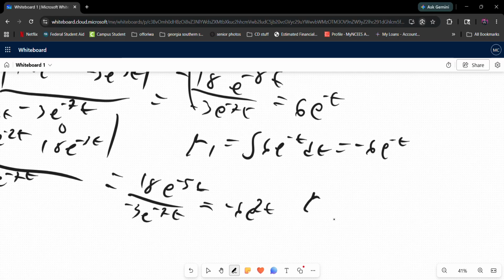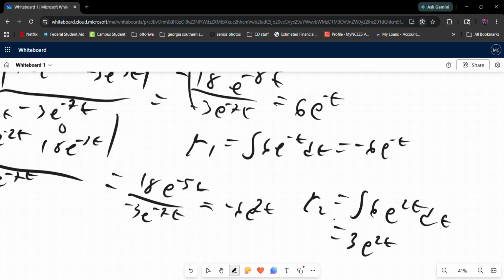Okay, and then that means mu2 is going to be the integral of negative 6 e to the 2t dt. So that's just going to be 3 e to the 2t, and don't forget the negative sign. It's supposed to be a negative 6, so it's negative 3 e to the 2t. All right, so now we have those two things.